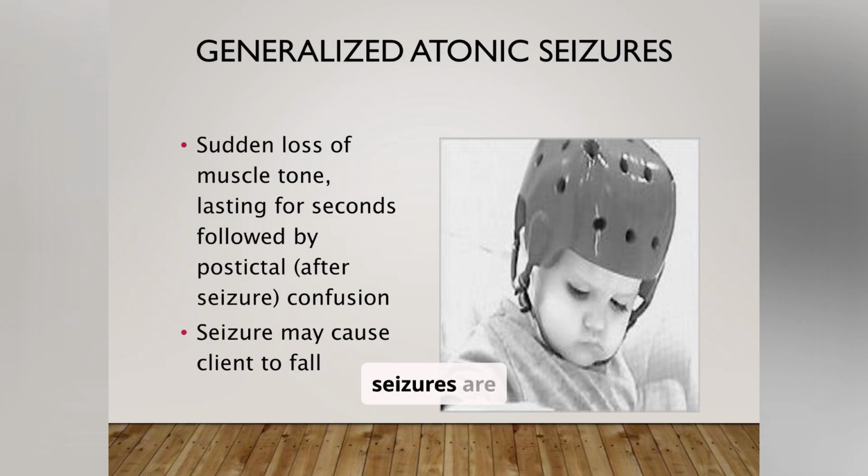Generalized atonic seizures are characterized by a sudden loss of muscle tone, lasting for seconds, followed by postictal confusion. These seizures can cause the individual to fall, highlighting the importance of safety precautions.